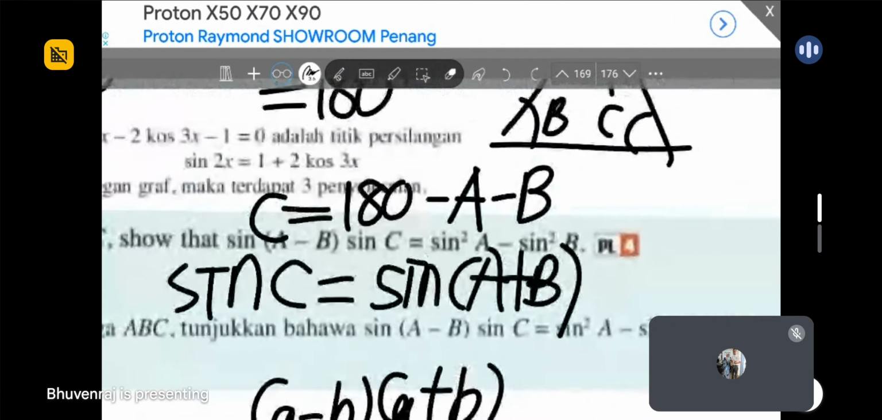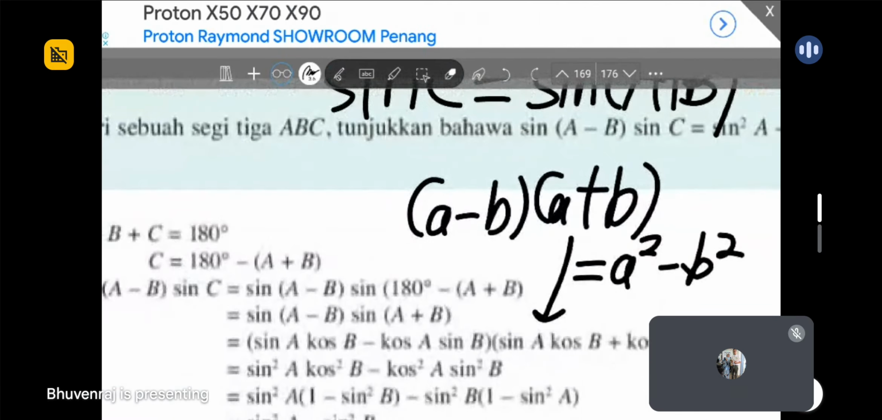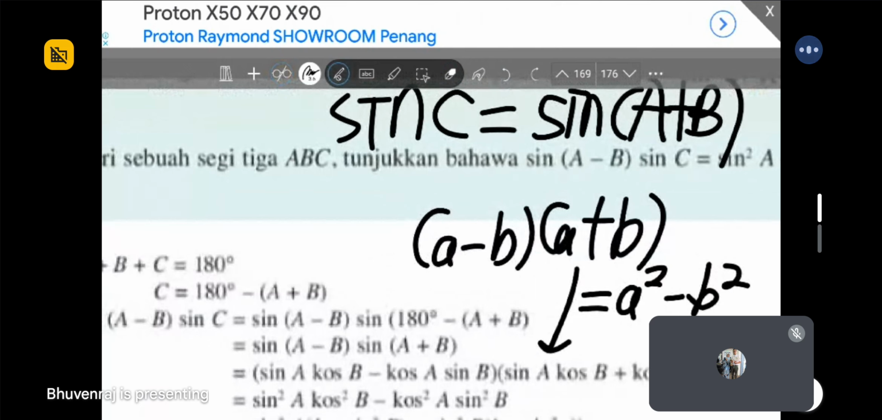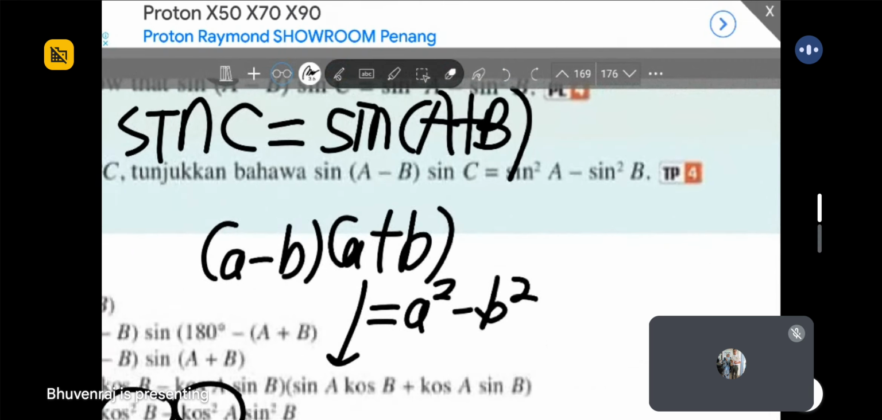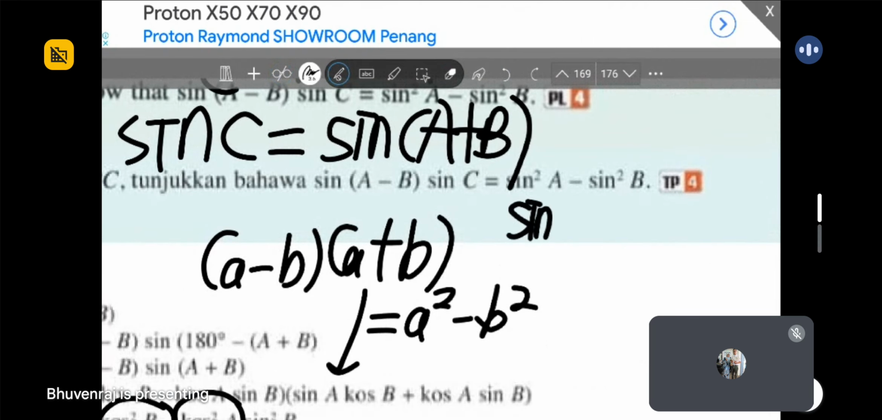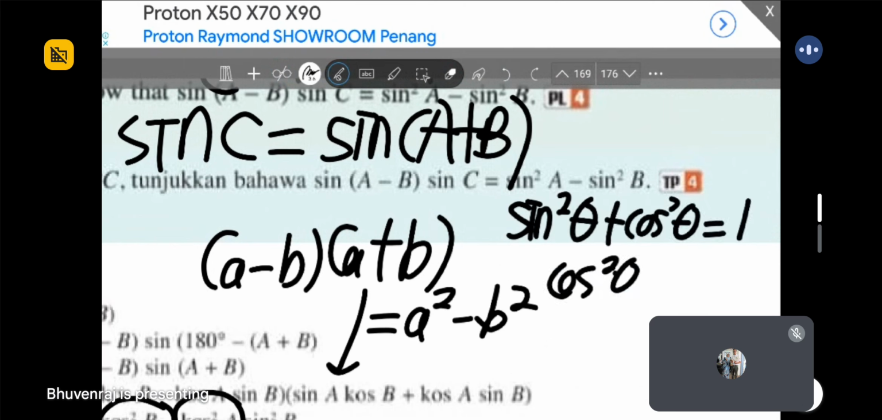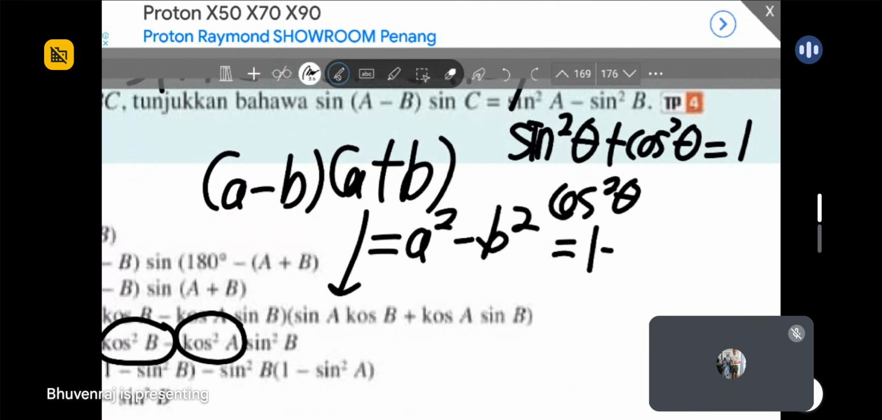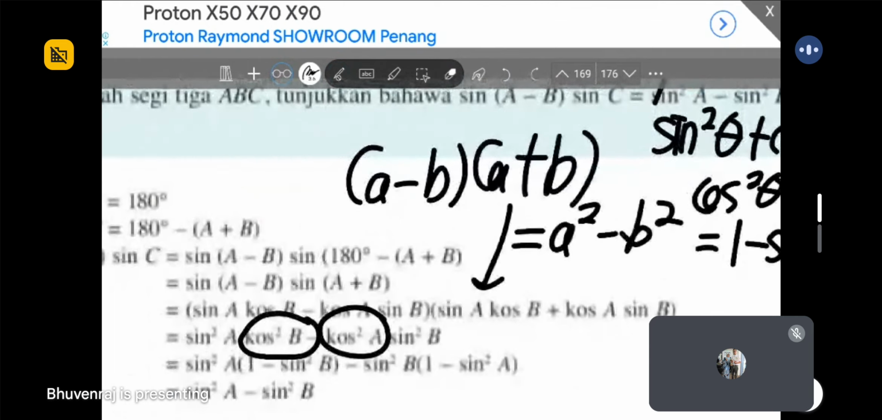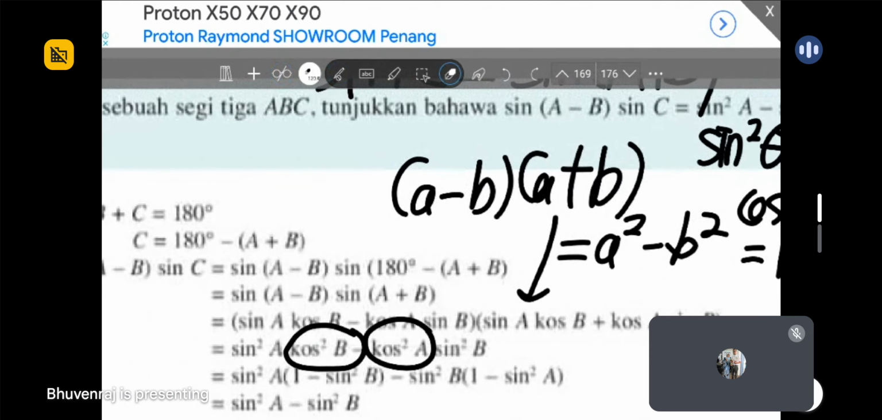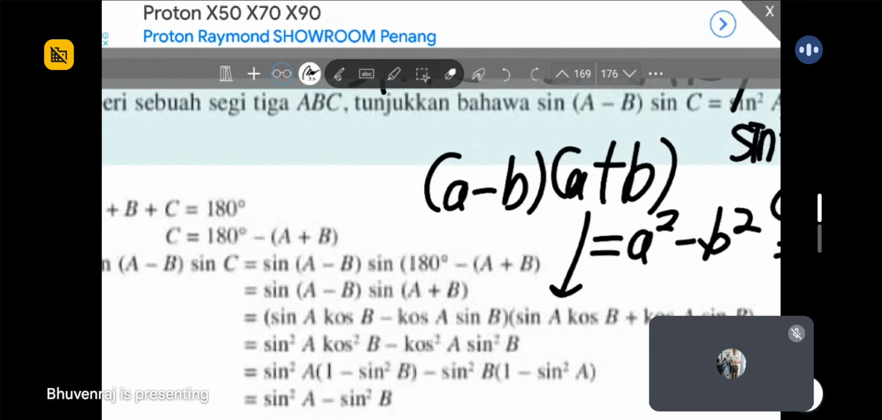Okay, so over here in your answer, you only see sine. So it means that all the cos you change to sine. Tukar semua cos kepada sine. So how to change? Use the identity, guys. Sine square theta plus cos square theta equal to 1, right? So you can get cos square theta is equal to what? Equal to 1 minus sine square theta. That's all. Just substitute cos square with 1 minus sine square.